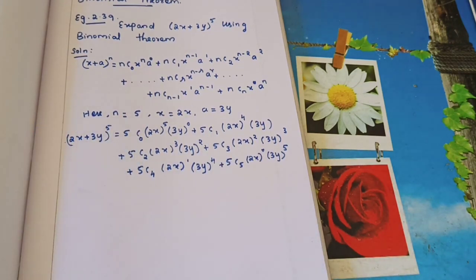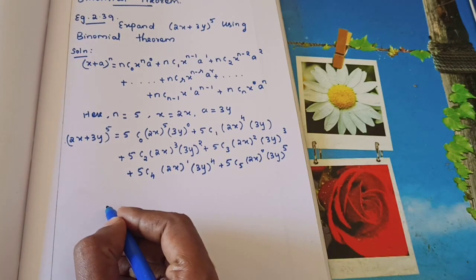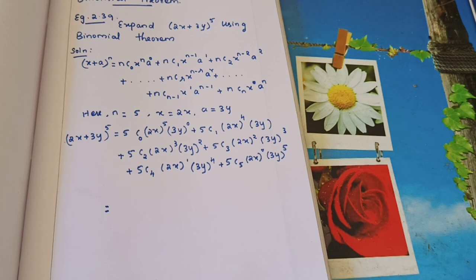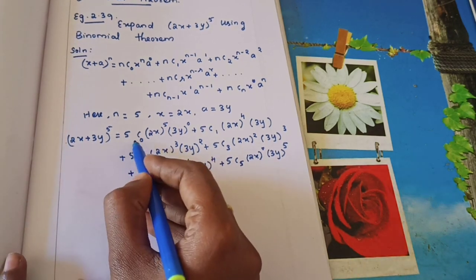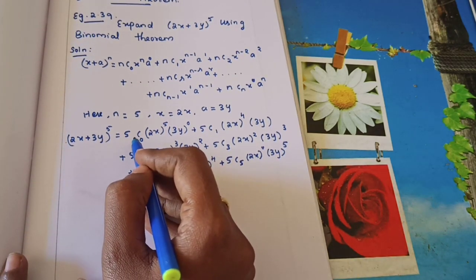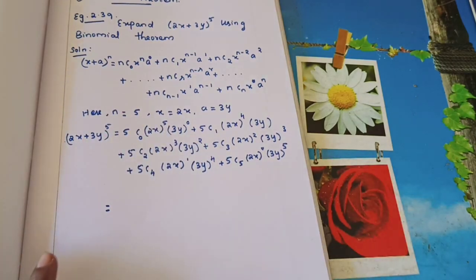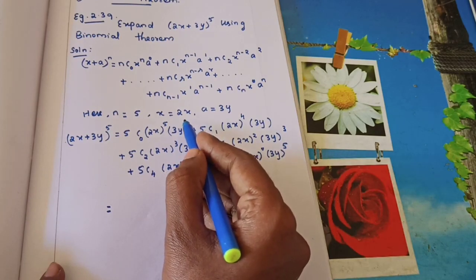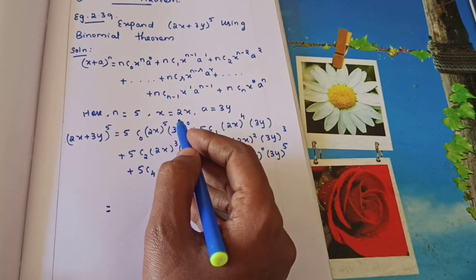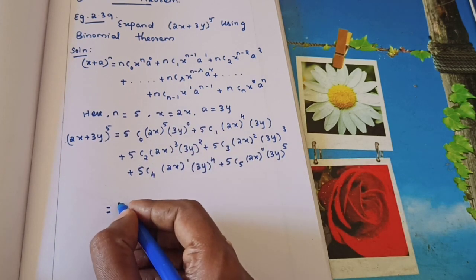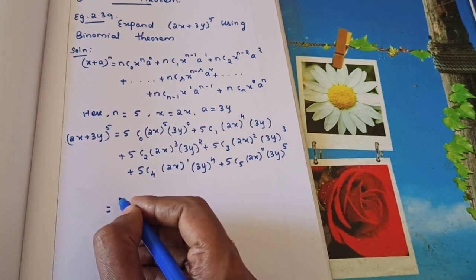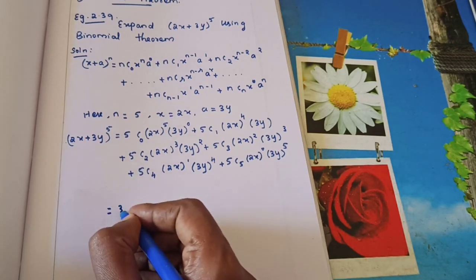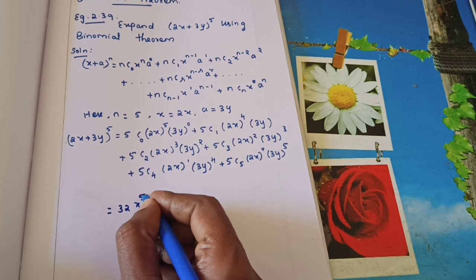So now we are going to simplify. What's the value of 5C0? Already I taught you in your previous sections. nC0, the value is 1, is it right? (3y) the whole power 0 also has the value 1. Anything power 0, the value is 1. So 2 power 5, what's the value? 2 into 2 into 2 into 2 into 2. 2 2s are 4, 4 2s are 8, 8 2s are 16, 16 2s are 32. So totally you will get 32x power 5.